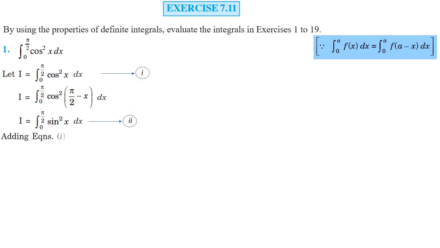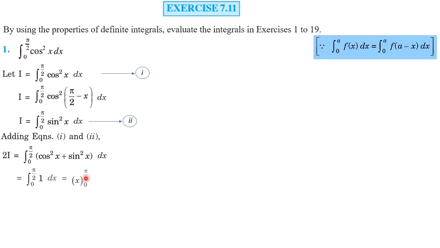Then the procedure is that we add 1 and 2. Left hand side I is there, here also I is there, so I plus I is 2I. Here the limit is 0 to pi by 2, and here also 0 to pi by 2. So when we take common, the first part is cos square x and the second part is sin square x. We know that cos square x plus sin square x is 1. So integral 0 to pi by 2 of 1 dx. The integral of 1 dx is x, then we apply the limit 0 to pi by 2.